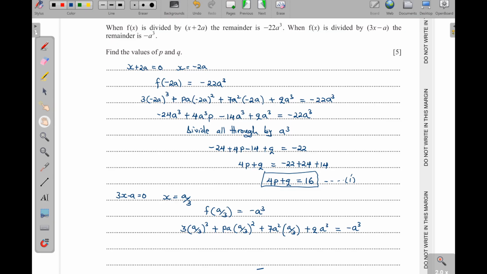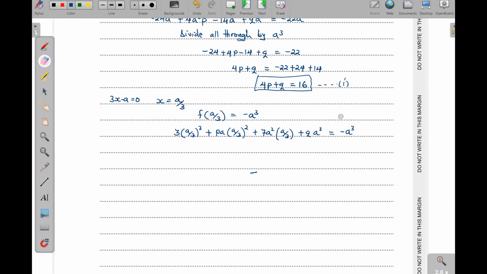Okay, then from here, what else are we doing to simplify? So this one will be a cubed over 27, so times 3, that one will be 1 over 9 of a cubed. Okay, then plus this will be a cubed of p, then over 9, then we can also have 7a cubed over 3. Then we also have qa cubed, which is equal to what?